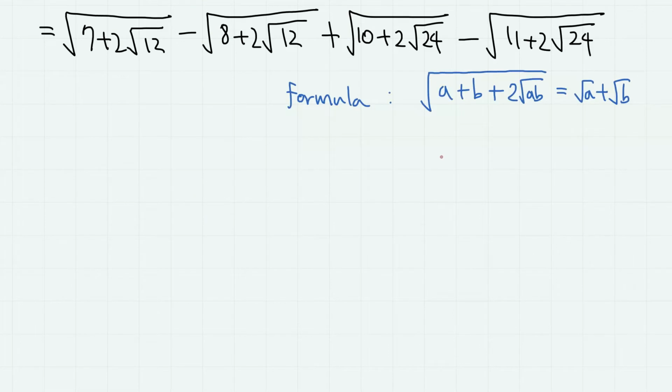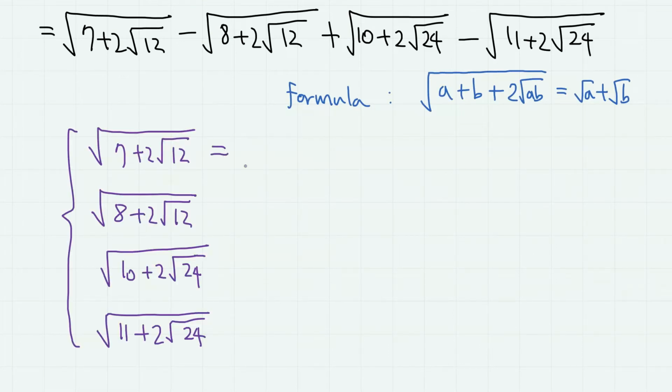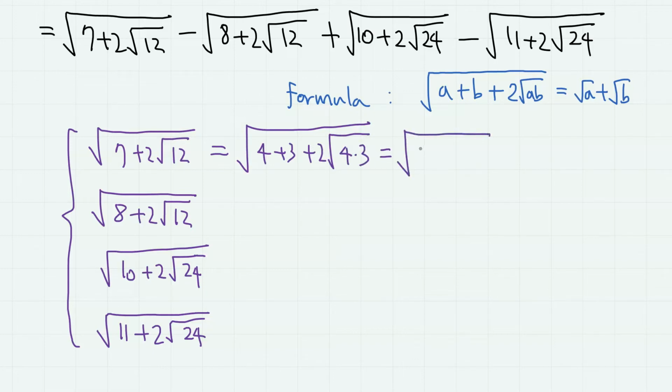Now we apply the denesting formula to each nested radical. For the first term, we can see that the 7 is 4 plus 3 and 12 is 4 times 3. So the inner part is basically square root of 4 plus square root of 3, squared. So we have square root of 4 plus square root of 3, which is 2 plus square root of 3.